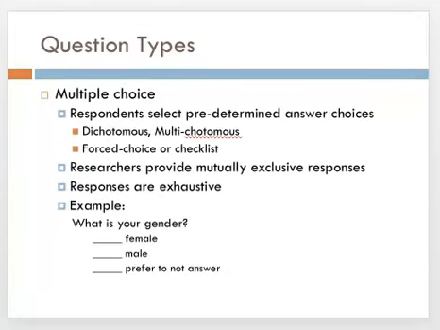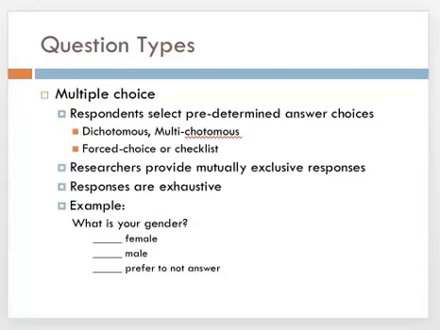Multiple choice questions are used to just give you predetermined answer choices. They can be done dichotomously or multichotomously. You can do a forced choice where they have to answer the question and choose only one answer. Or you can do a checklist where you can have select all that apply and allow them to pick more than one answer. The one thing is that as a researcher, you have to do a really good literature review and be able to provide a mutually exhaustive list of responses that could be used for your respondents to answer that question. And they can't be overlapping, the same answer in more than one answer choice.